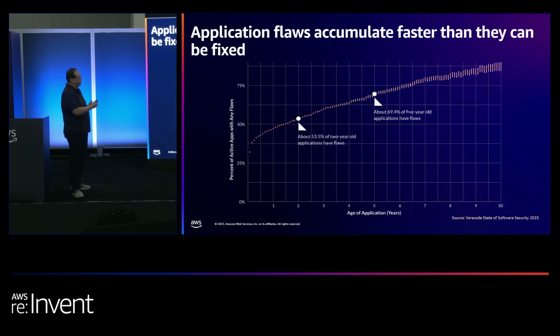That's because, in general, we have a large gap between the amount of flaws that you're able to fix and the amount of flaws that are out there. Going back to the earlier slide, 76% of applications have some sort of flaw.